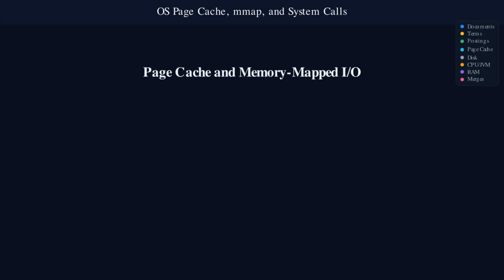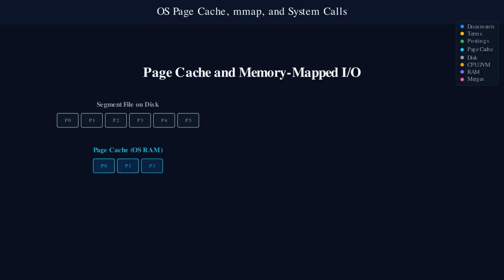To truly understand Lucene performance, you need to understand the operating system page cache. Think of the page cache as a speedreader's desk. Instead of walking to the bookshelf every time you need a page, you keep recently read pages spread out on your desk for quick access.